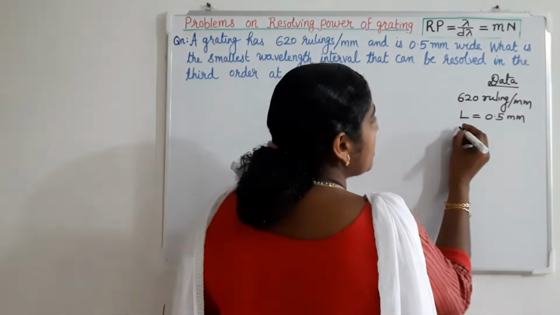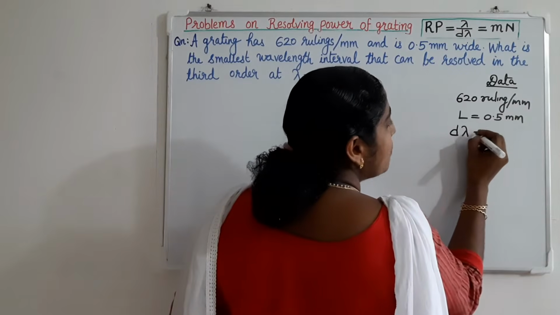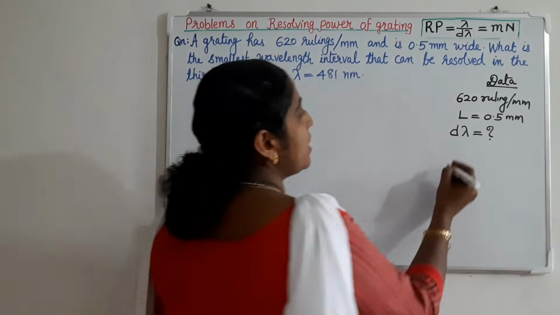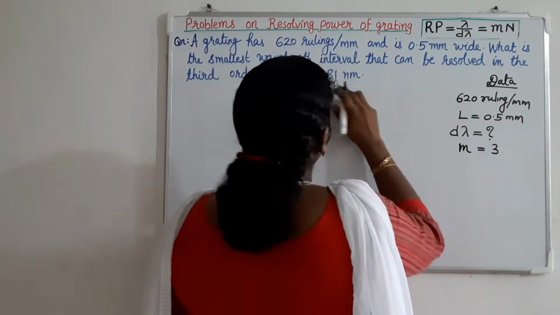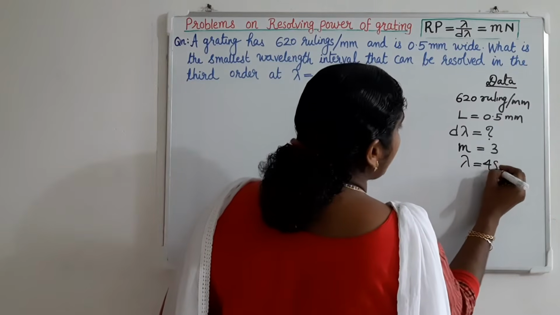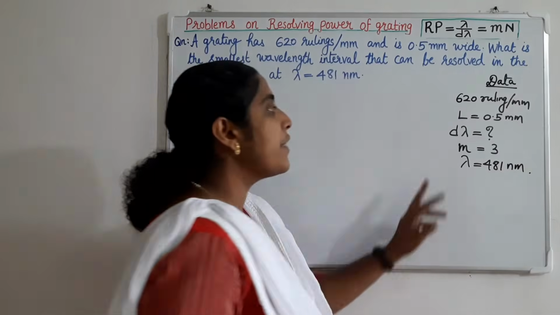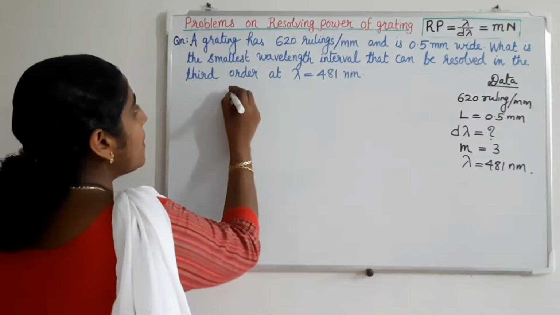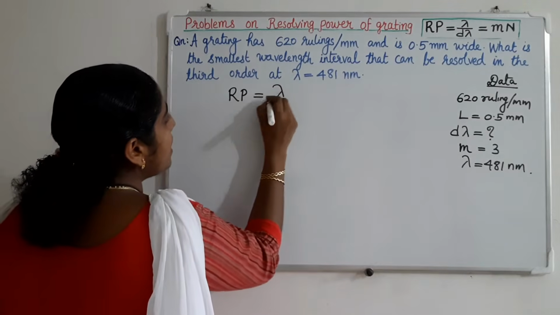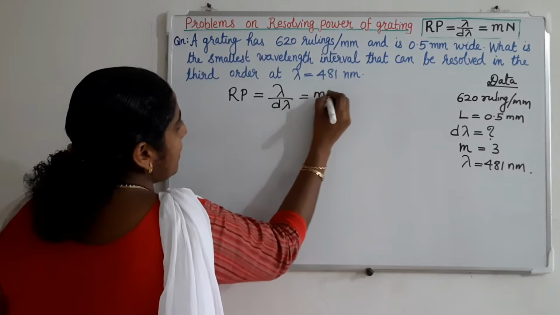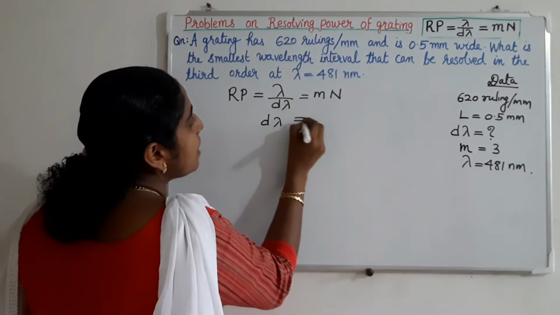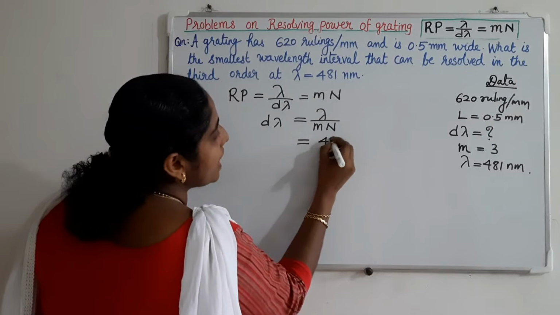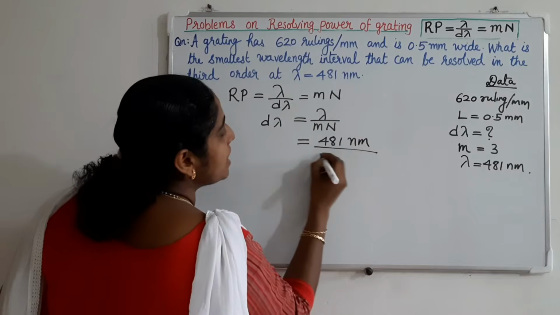So smallest wavelength interval means the difference between the two wavelengths, that is d lambda, that can be resolved in the third order. So m is equal to 3 at lambda is equal to 481 nanometer. So we want to find out the d lambda for the third order. So the resolving power expression is lambda by d lambda is equal to mN. From this, d lambda is equal to lambda by mN, where lambda is 481 nanometer, m is 3.